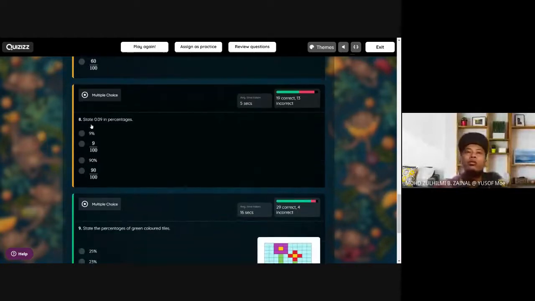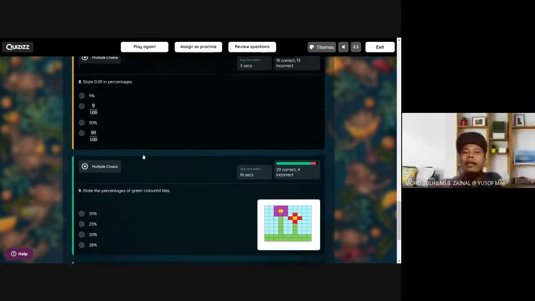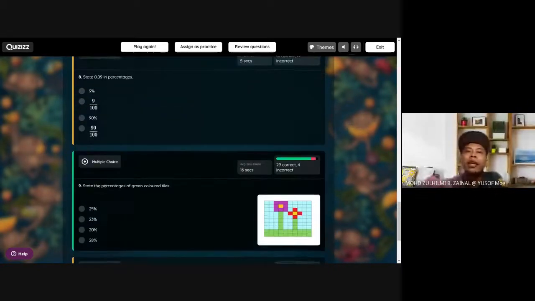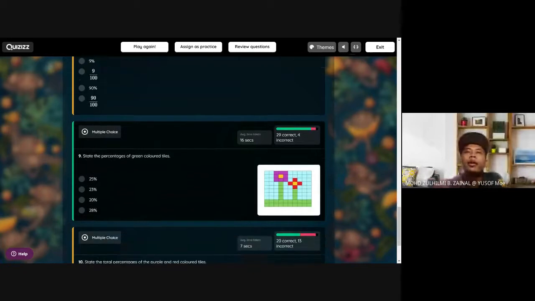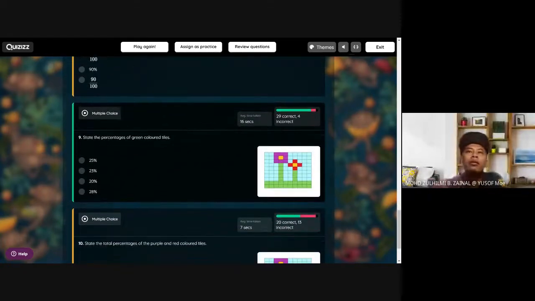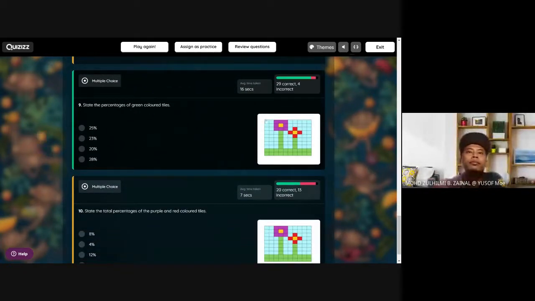Number 8, state 0.09 in percentage. 0.09 is 9%, not 90%. Many got this one wrong too. This one is very easy, many people could do it.